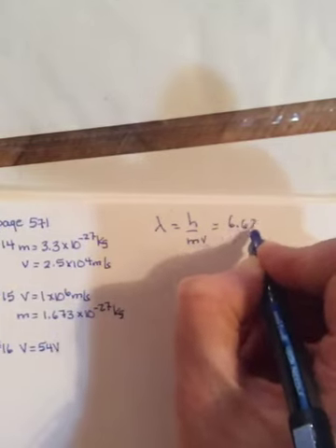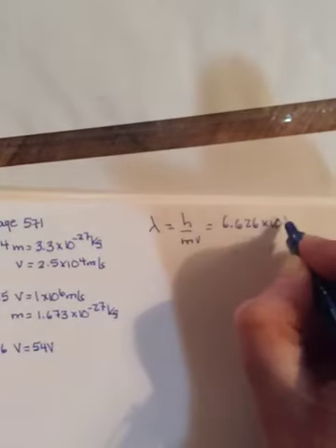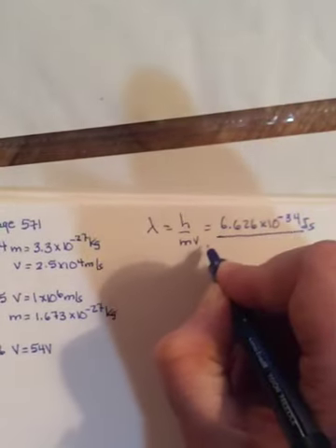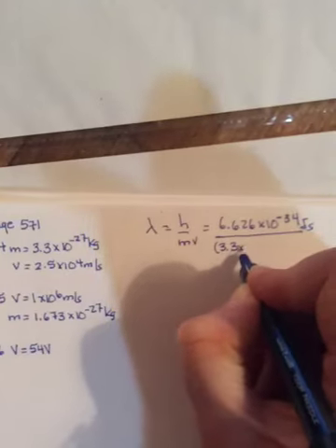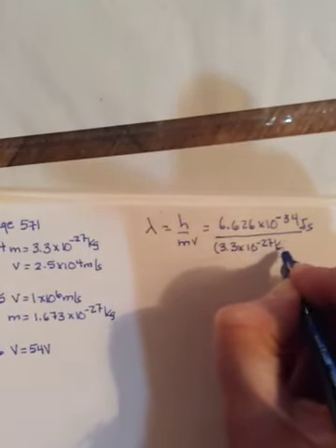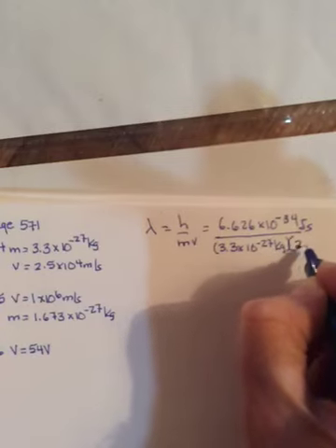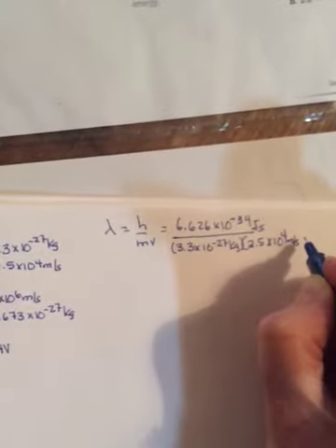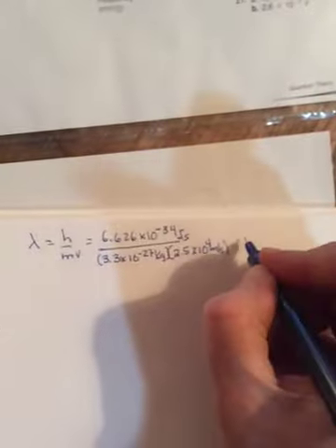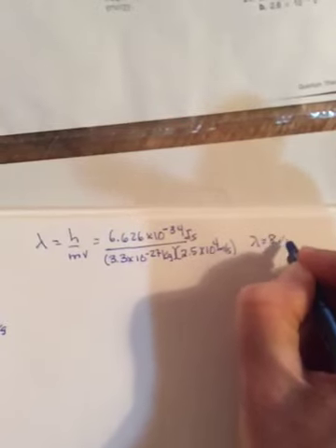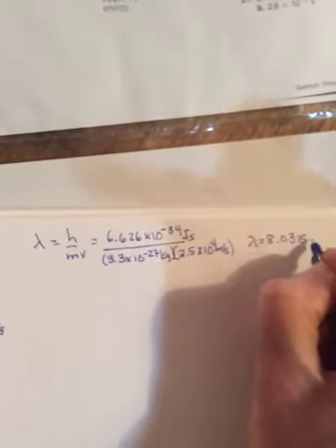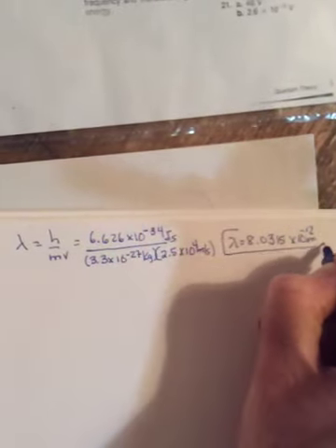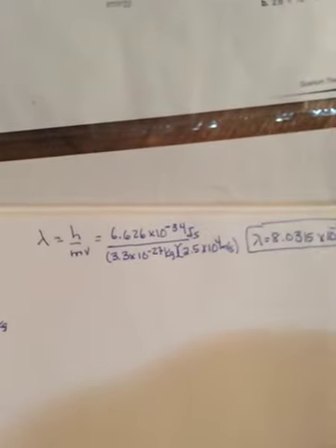So 6.626 times 10 to the negative 34 joule seconds. It tells us the mass is 3.3 times 10 to the negative 27 kilograms, and the speed is 2.5 to the 4th meters per second. And if you do the math, you should get lambda to equal 8.0315 times 10 to the negative 12 meters. It's itsy bitsy. All right.